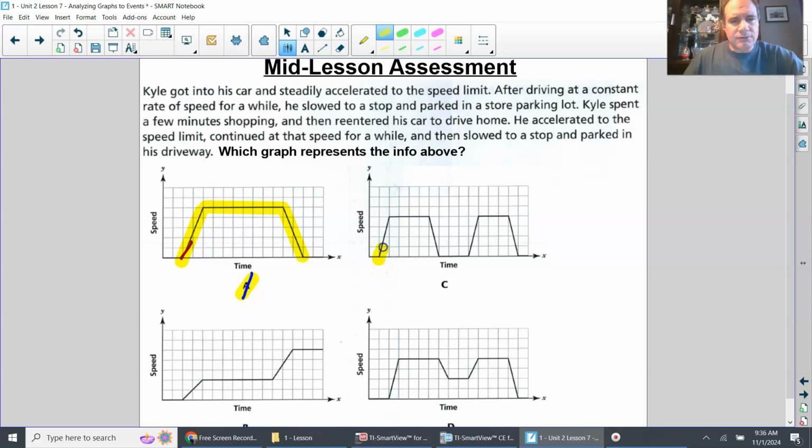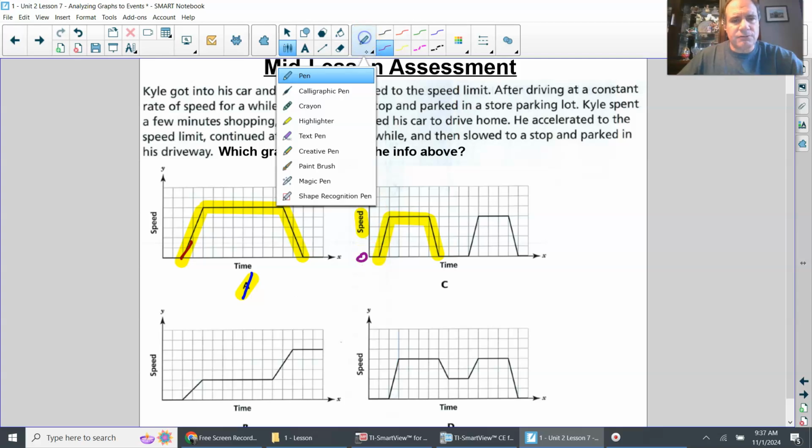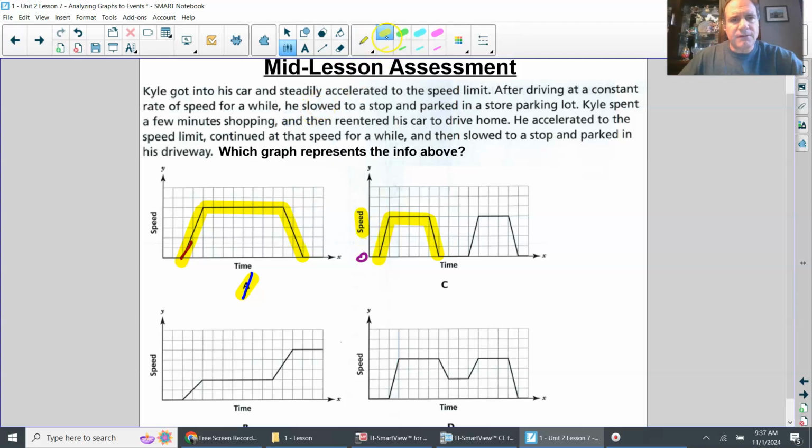So Kyle got into his car, steadily accelerated to the speed limit. He drove at a constant rate for a while. That's good. He slowed to a stop. Here we go. We're slowing to a stop. There's the stop, the speed. You see the speed right here? The speed is zero because this is 0. Right? 0 speed. So he slowed to a stop right there, and this is his stop.